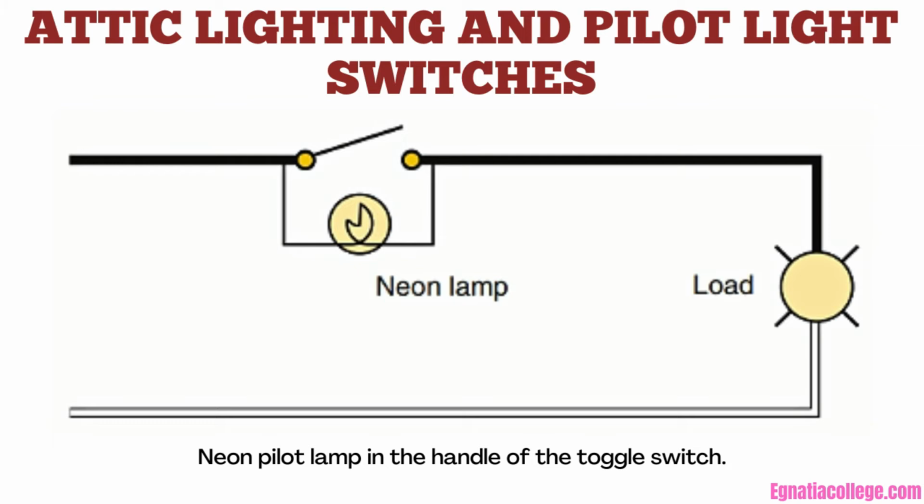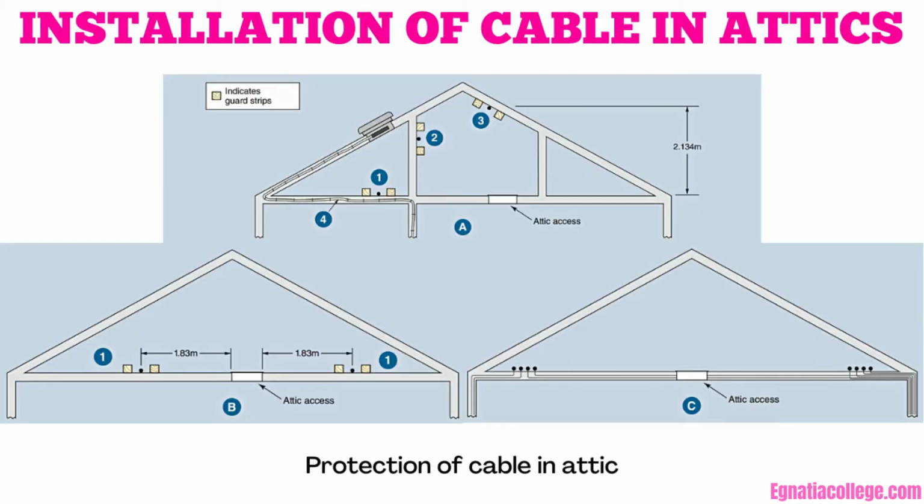When the switch is turned on, the neon lamp is bypassed, shunted, causing it to turn off and the lamp load to turn on. Use this type of switch when it is desirable to have a switch glow in the dark to make it easy to locate. Installation of cable in attics.